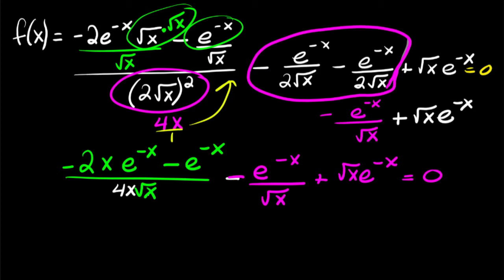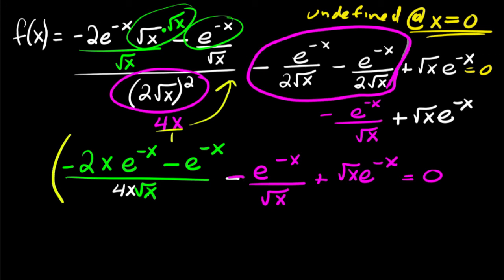equals 0. Now, I already know that this guy is going to be undefined. I just didn't write it earlier, at x equals 0. So that was completely obvious from the beginning, because you can't have 0 in the denominator of any one of those. But besides that, I'm good. So let me now get rid of all the denominators. I'm going to multiply everything, both sides, by 4x square root of x.